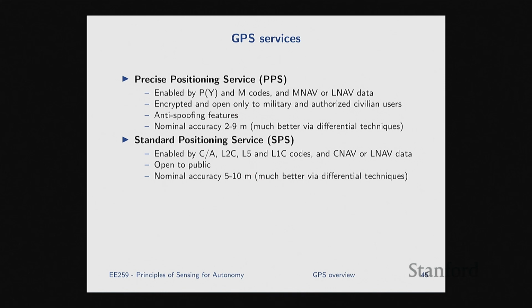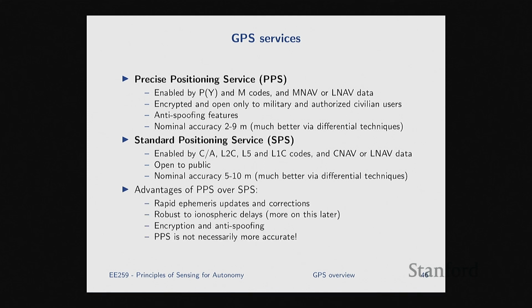And this is thanks to, by the way, turning off the selective availability. Before that, civilian was much worse, but now ballpark the same. So why have the distinction? Well, the military stuff has a bunch of extra features, that's why it's important. For instance, the ephemeris updates, which tell you where the satellite is, come much more rapidly for the military GPS, or the precise positioning.